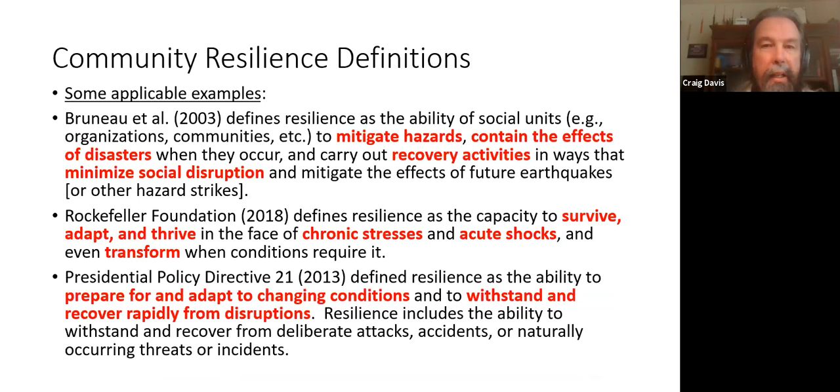Okay, so let's get into resilience a little bit more. I start with some community resilience definitions. There's a wide variety of them. I highlight the key terms in red here, but I'm just going to look at one of those. The one at the bottom, Presidential Policy Directive 21, which was published in 2013. They defined resilience as the ability to prepare for and adapt to changing conditions and to withstand and recover rapidly from disruption. Resilience includes the ability to withstand and recover from deliberate attacks, accidents, or naturally occurring threats or incidents.